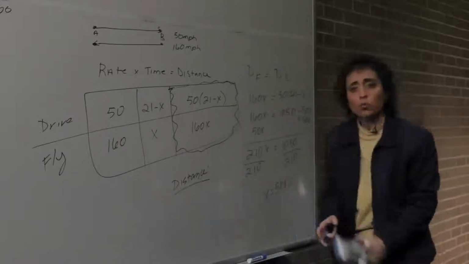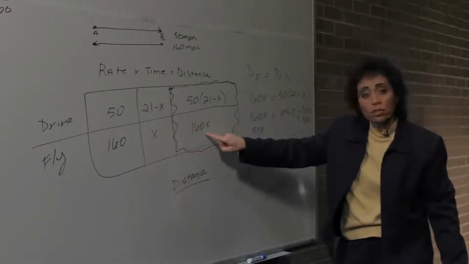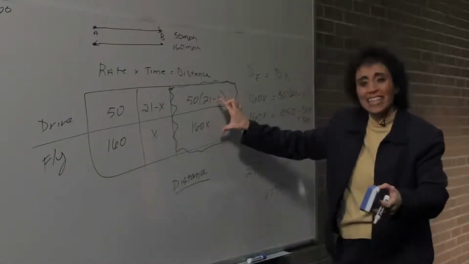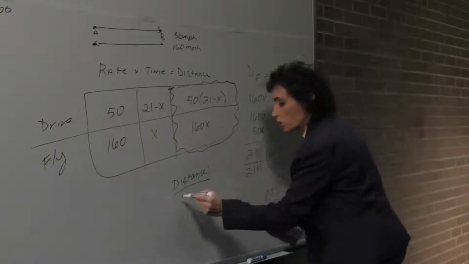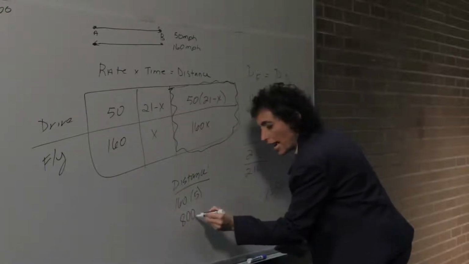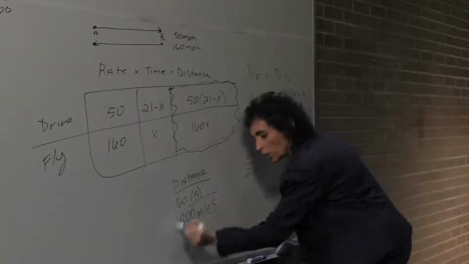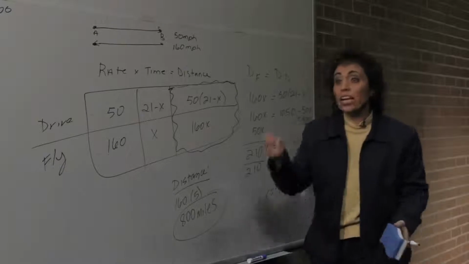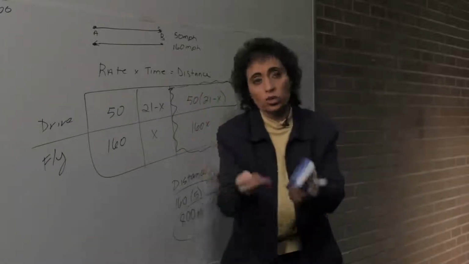Well, we want distance, what can we do? We could plug it into here or into here. It doesn't matter because these are equal. I'm going to plug it into this because it looks easy. 160 times 5 is, guess what? 800 miles. So it doesn't matter if you do it this way or the way we did before, but you've got to do it one of the ways. Either way, we had to know the distances were equal.